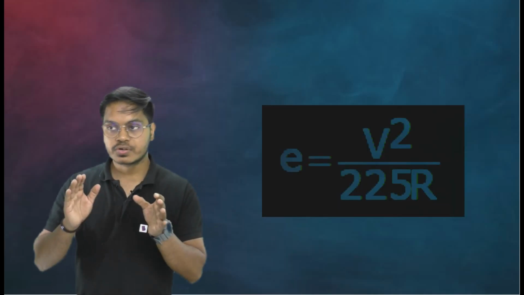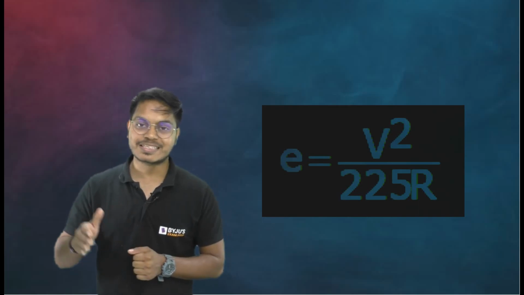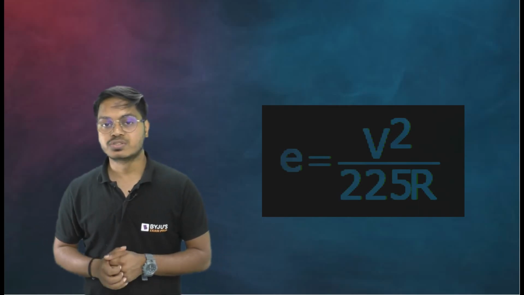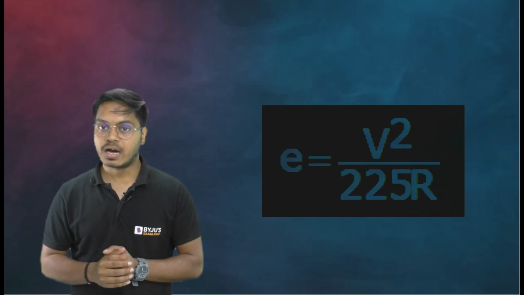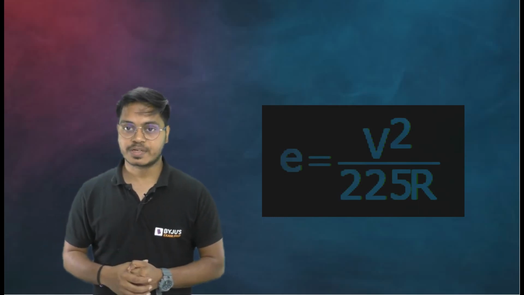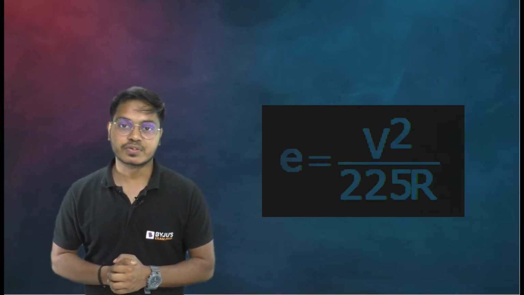So this is the final expression of your design criteria for mixed traffic condition: e = V² / 225R. So if you want to design the super elevation, then this is the formula that we are going to use, and from there we will also have to check whether the resulting value is less than, more than, or in between the minimum and the maximum value of super elevation. So this was the entire thing about super elevation.